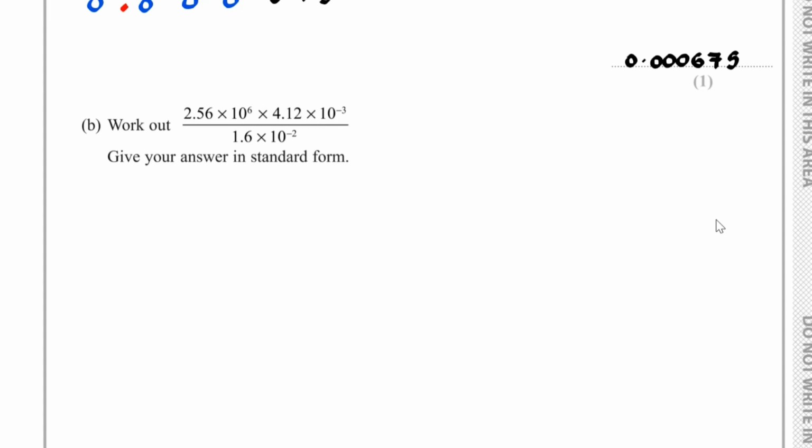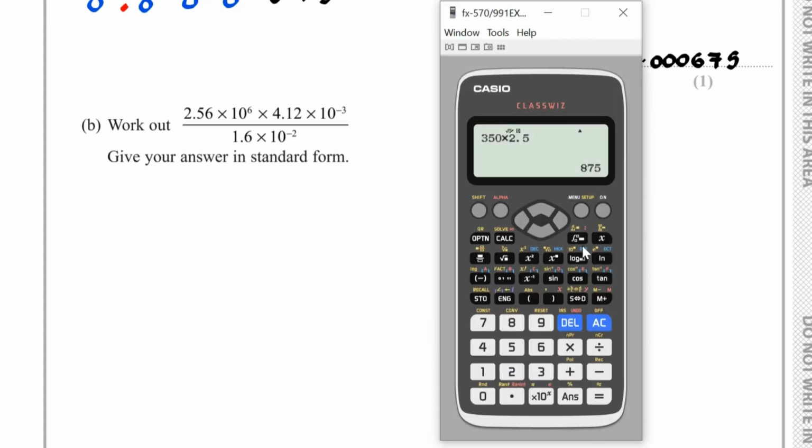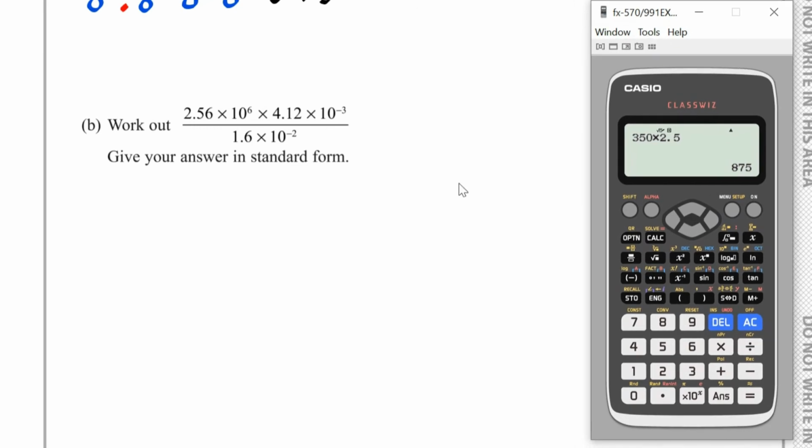Now we have to work out 2.56 times 10 to the 6 times 4.12 times 10 to the minus 3 divided by 1.6 times 10 to the minus 2. The first thing we can do is key all this into our calculator. So I've got 2.56 times 10 to the 6 times 4.12 times 10 to the minus 3. And then I'm going to divide this by 1.6 times 10 to the minus 2. And it turns out we get a value of 659,200.